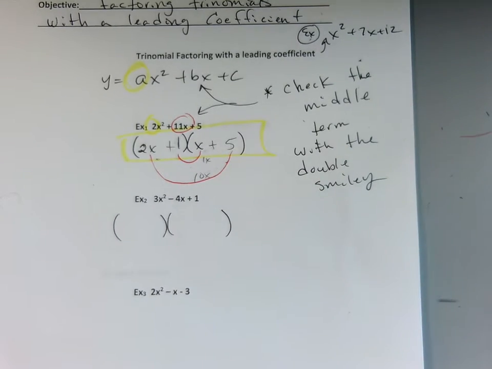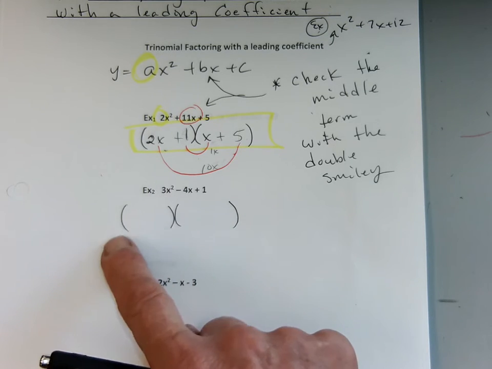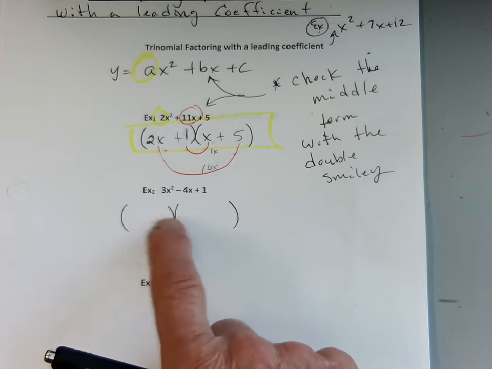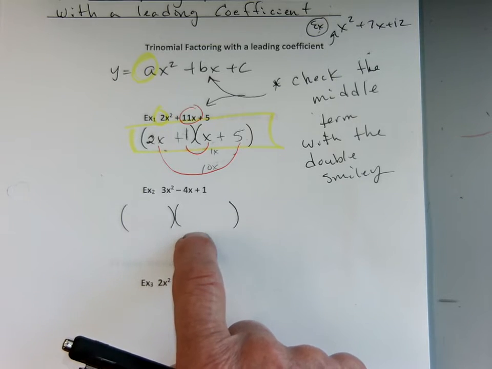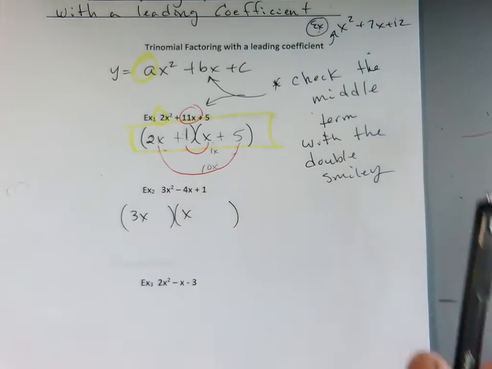Okay, start there. That makes sense. And 3x squared. How are we going to make a 3x squared? There's only one way to make a 3x squared. You guys agree with that? 3x and x. Thumbs up so far?